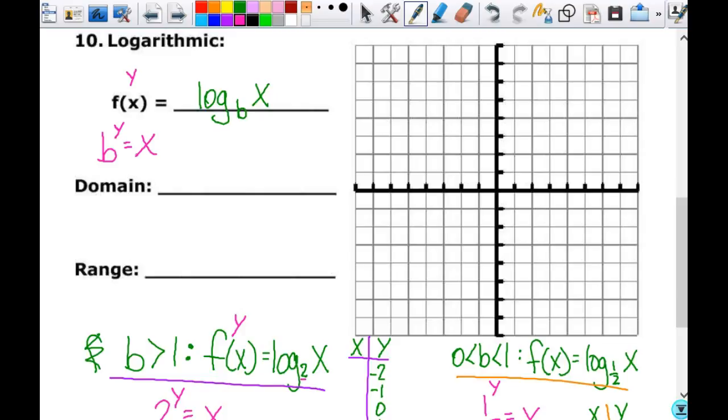So why do you think it's a semicircle and not a circle? Why don't I have a parent function for a circle? It's what? It's not a function, right?